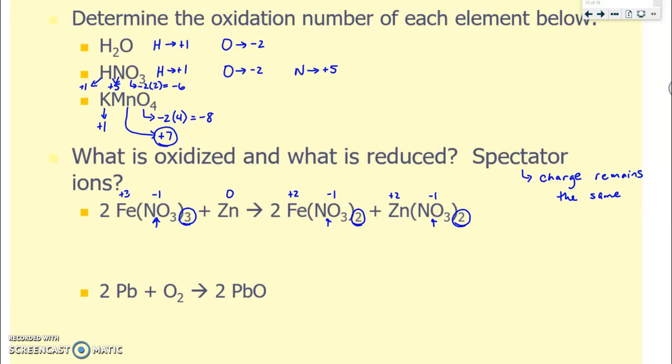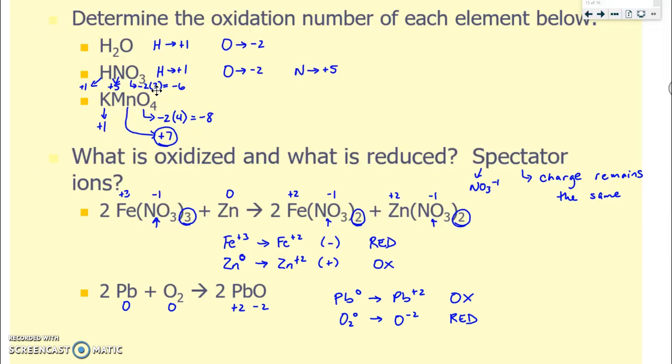So you take a look at what's changed. Iron has gone from +3 to +2. So it became more negative, slightly. So it's reduced. And zinc went from 0 to +2. So it became more positive. So it's oxidized. The NO3 didn't change. So because it didn't change, it's our spectator. Please pause the video and try the second example.